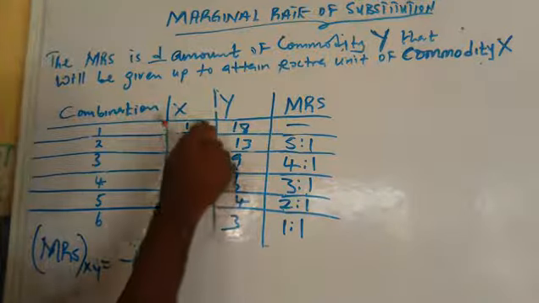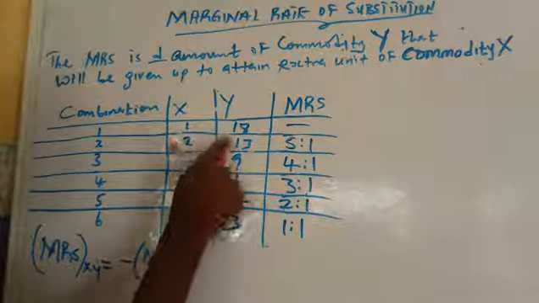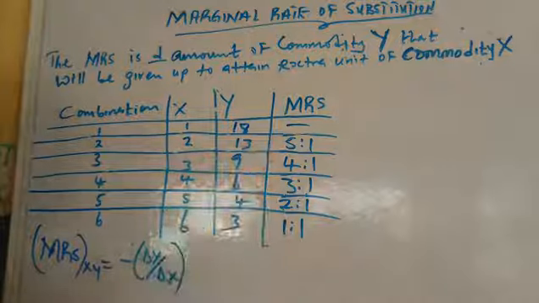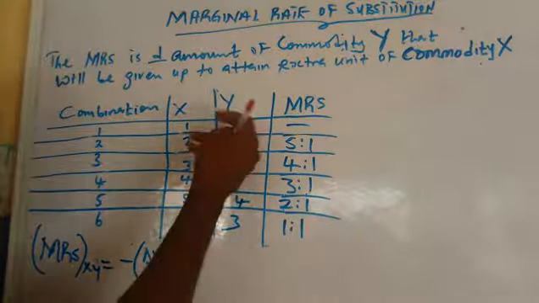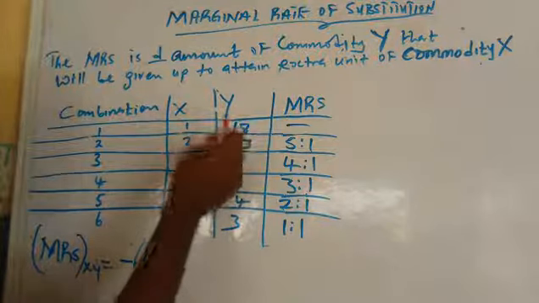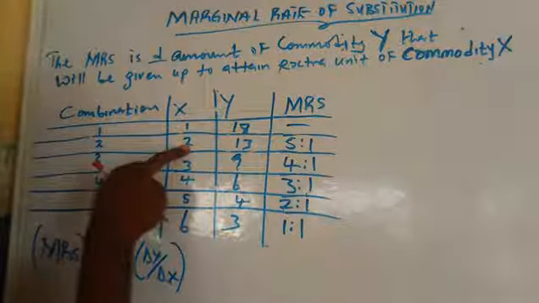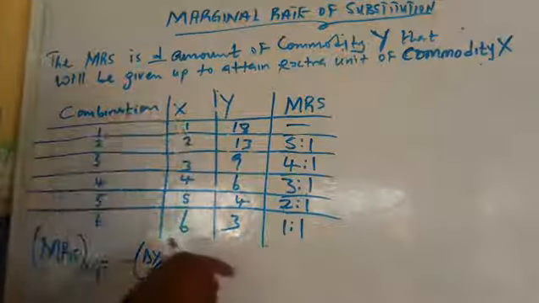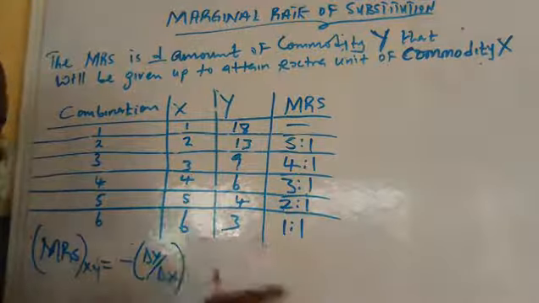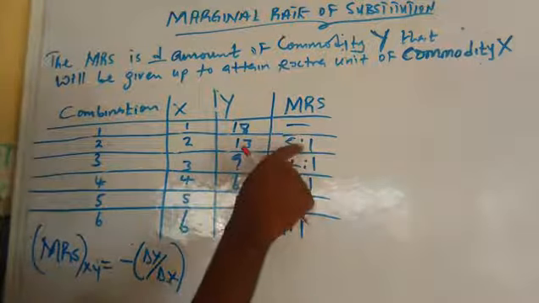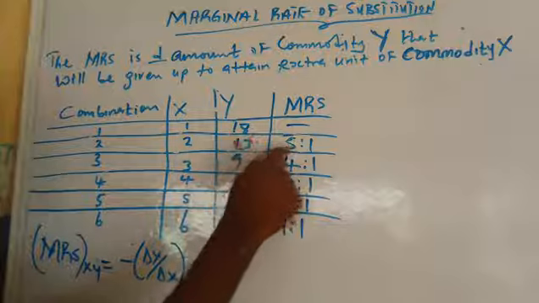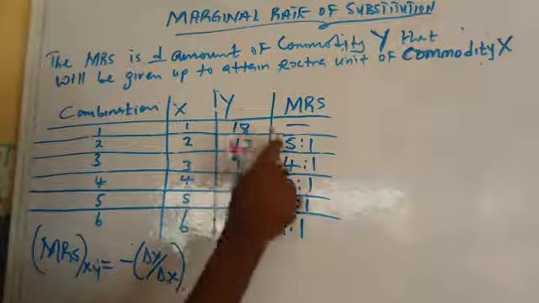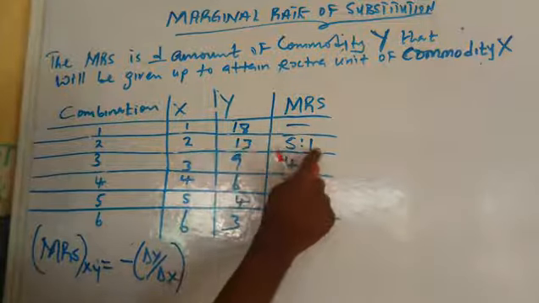So the rate at which we reduce our number of Y to have extra units of X, that is the marginal rate of substitution. Or we can say it is the number of Y that we reduce so that we have extra units of commodity X, so as to maintain the same level of satisfaction. That is why we say 5:1. 5:1 means that we have reduced Y by 5 to have an extra unit of X.